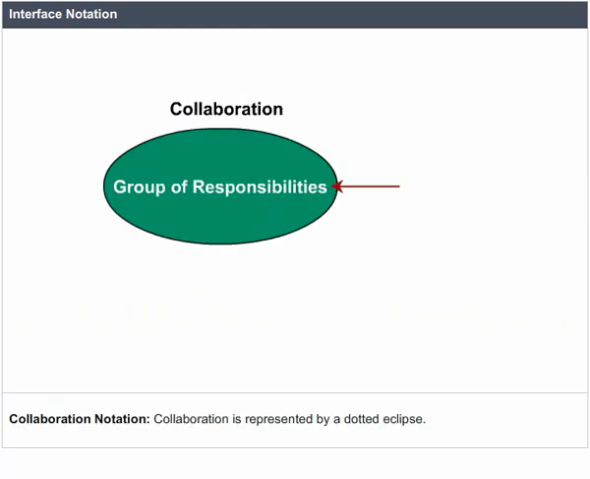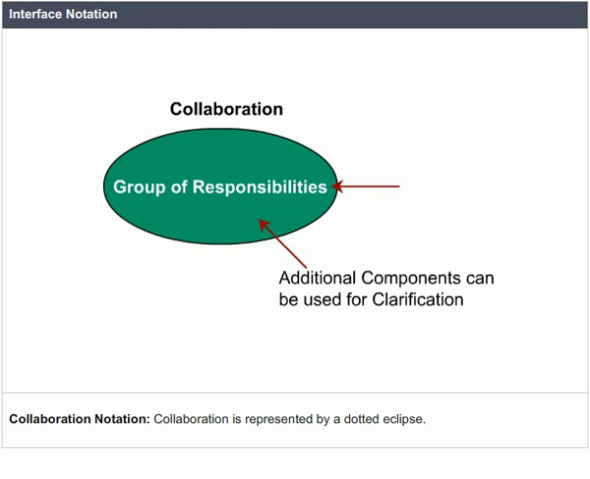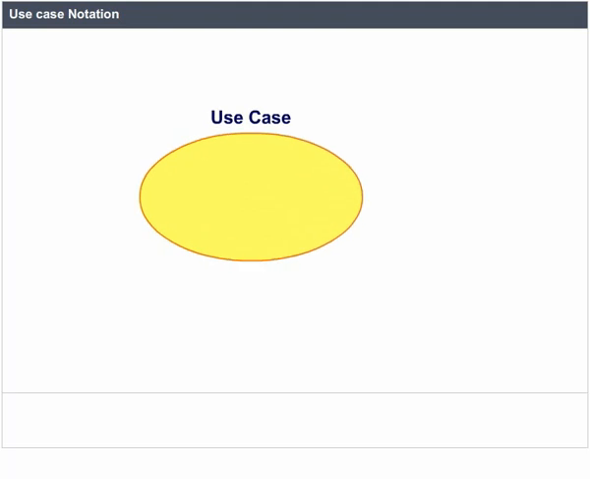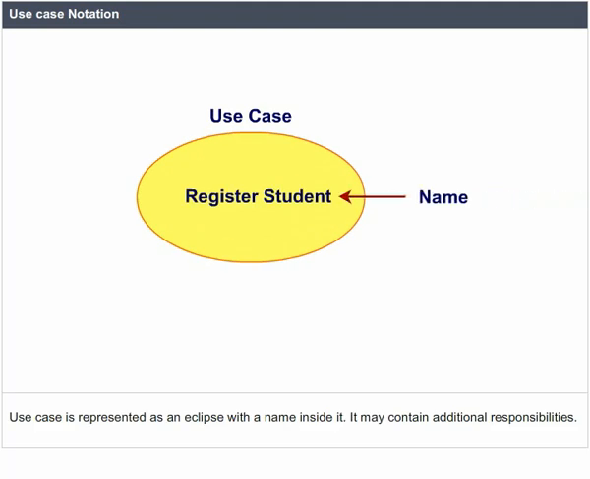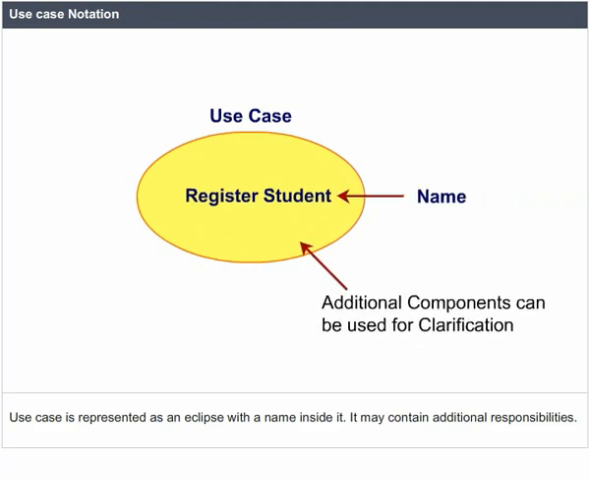Collaboration notation. Collaboration is represented by a dotted ellipse. It has a name written inside the ellipse. Use case notation. Use case is represented as an ellipse with a name inside it. It may contain additional responsibilities. Use case is used to capture high-level functionalities of a system.